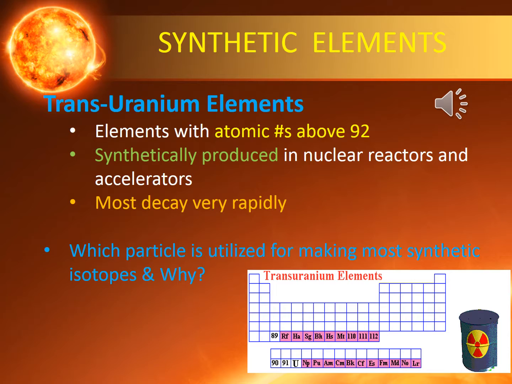This first slide here is on transuranium elements. These are elements which have an atomic number above 92. They're synthetically produced in nuclear reactors and accelerators. Most of them decay very rapidly. At the bottom of the slide here, you can see transuranium elements in the purple. They're the ones above uranium 92.